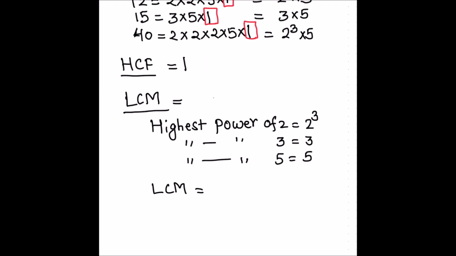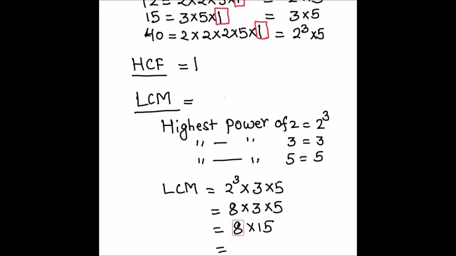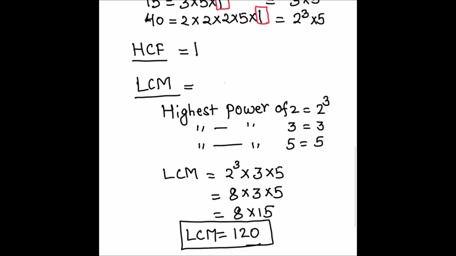To find the LCM, we take the product of highest power of all the factors. So the highest power of 2 is 2 raised to power 3 or 2 cube, times 3 times 5. That's 8 times 3 times 5. That will be 8 times 15, and 8 times 15 is 120. So the LCM of three numbers 12, 15 and 40 is 120. So this is how we find LCM and HCF of three numbers.